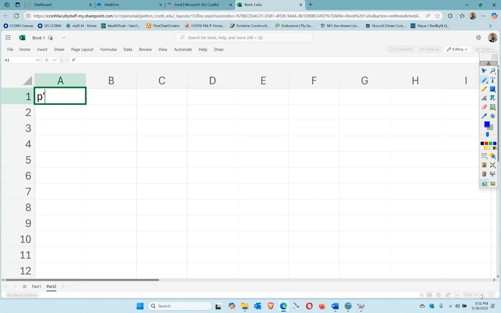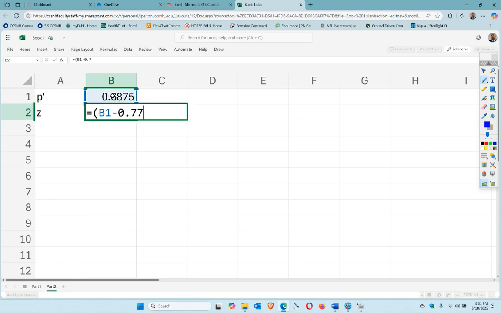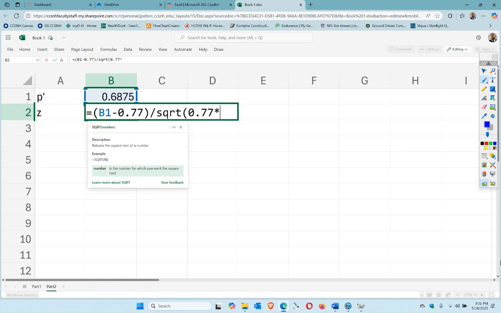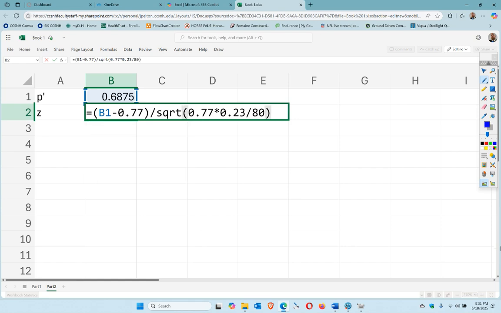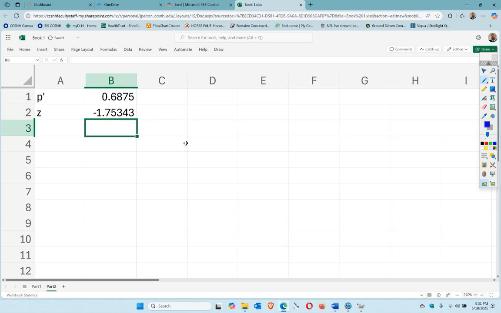Okay, so P hat for us was 55 out of 80, right? So equals 55 out of 80. Okay, then our Z value, right? So we'll do parentheses, so it's this minus the 0.77, right? Divided by the square root of the 0.77. Oh, that's not the right direction. What am I doing? 0.77 times 0.23 divided by the 80. Okay, so I think I got it as my z value. Okay, so negative 1.75 is my z value.